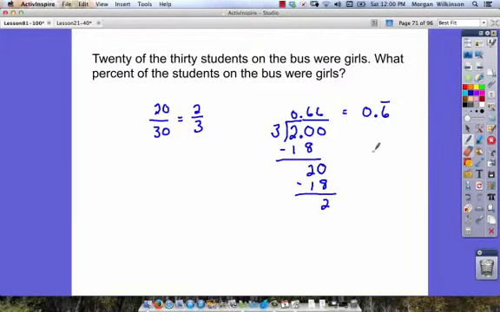And if we want to write that as a percent, you can see we have 66 and 2/3%. So we've got our final answer. What percent of the students on the bus were girls? We have 66 and 2/3%. Sometimes to find a percent, it's helpful to write a fraction first, then to divide to find a decimal, then after you divide to find the decimal, then convert it to a percent.